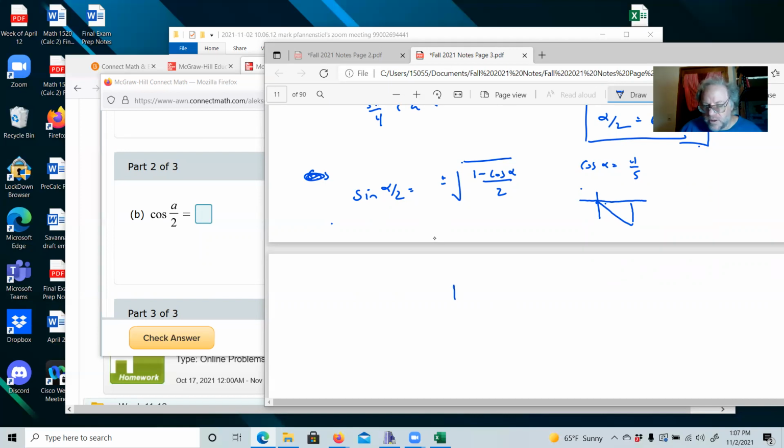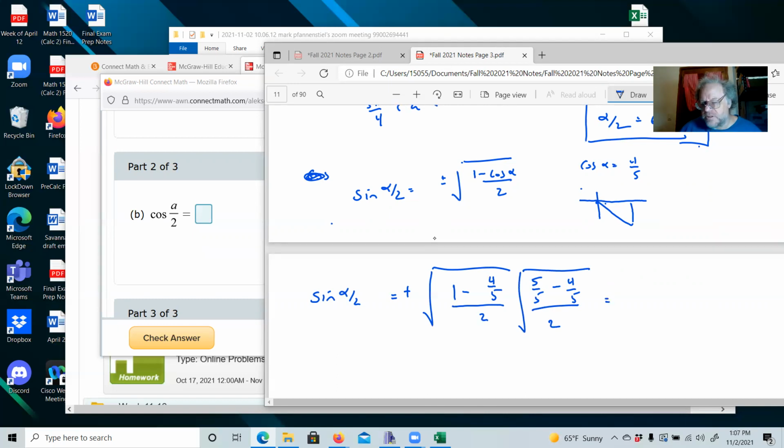So we have the square root of 1 minus 4/5, divided by 2. This is equal to sine of alpha over 2. It's quadrant 2, so we're going to be positive. So 5/5 minus 4/5, just getting a common denominator, divided by 2, is equal to the square root of 1/5 divided by 2.